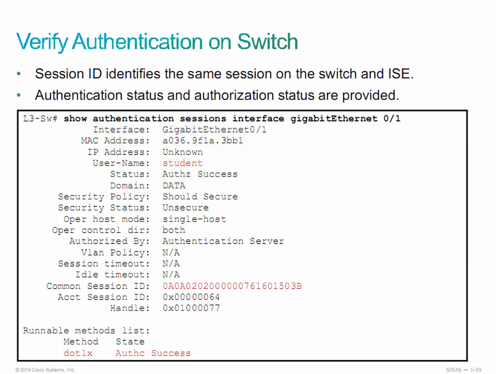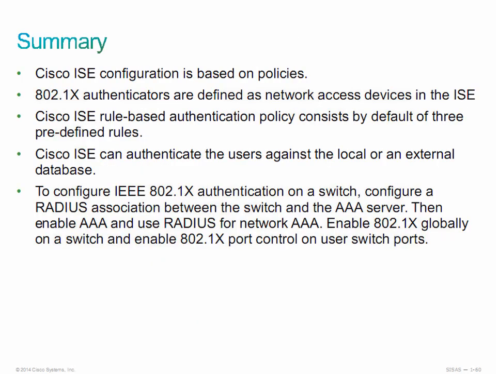All right. So that concludes that lesson. We talked about basic ISE configurations, 802.1x authentications, how those authenticators work and integrate with Cisco ISE, and rule-based authentication policies, the three predefined rules that we talked about with MAB, 802.1x, and default. We also covered how we can use authentication to give access to users based on either a local database in the ISE server or some sort of external database using LDAP or Active Directory.